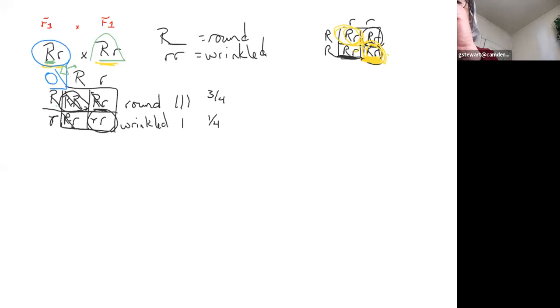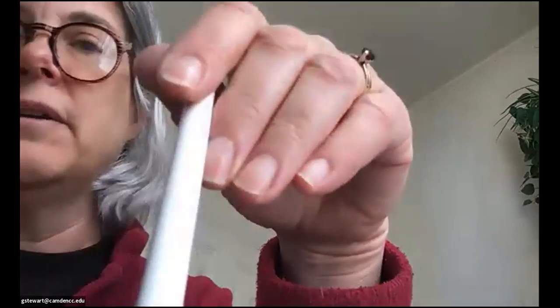So I'm going to pause and ask if you guys have questions about that before I go on to doing the tall and dwarf. Questions, comments, worries, concerns. Where are you guys? Where's my gallery?